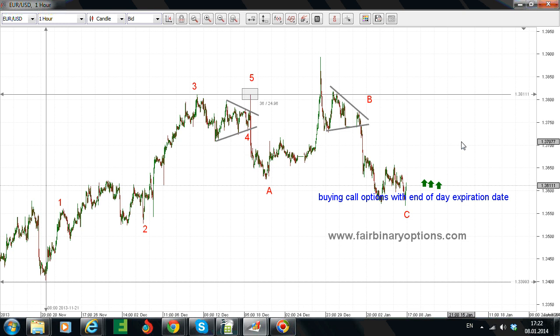When you buy call options, you look for price to be higher at the expiration date than your striking price. And when you buy put options, you look for price to be lower than your striking price.